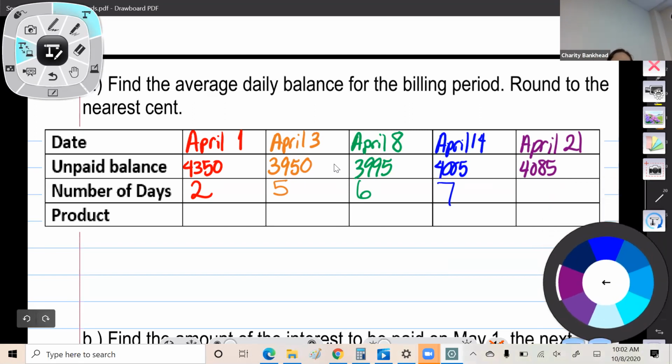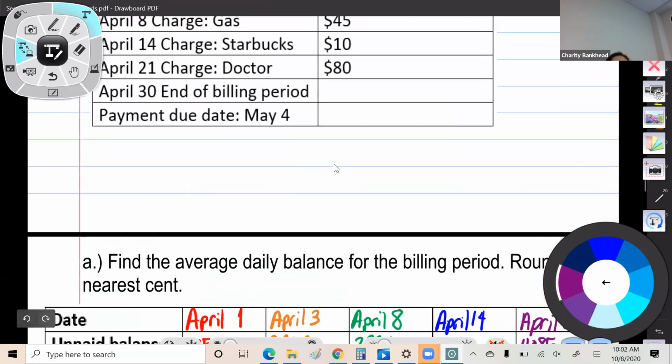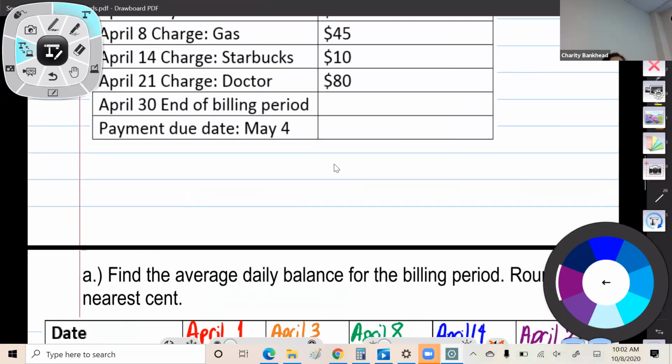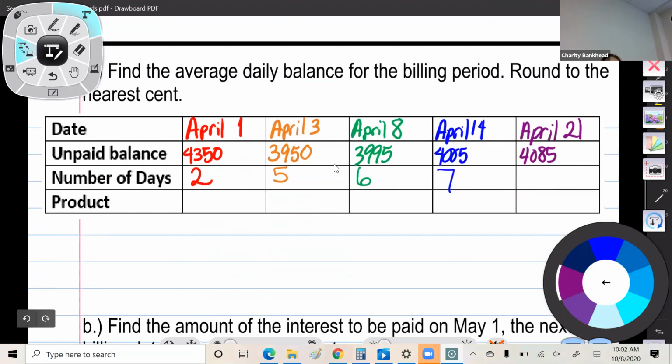And then at the end here, the end of the billing period is April 30th. So if you did 30 minus 21, that would be 9, but that doesn't include the 30th itself, so it's actually 10. So if you count 21, 22, 23, 24, 25, 26, 27, 28, 29, 30, 10 days for that one. So then we're just going, how to get 10?